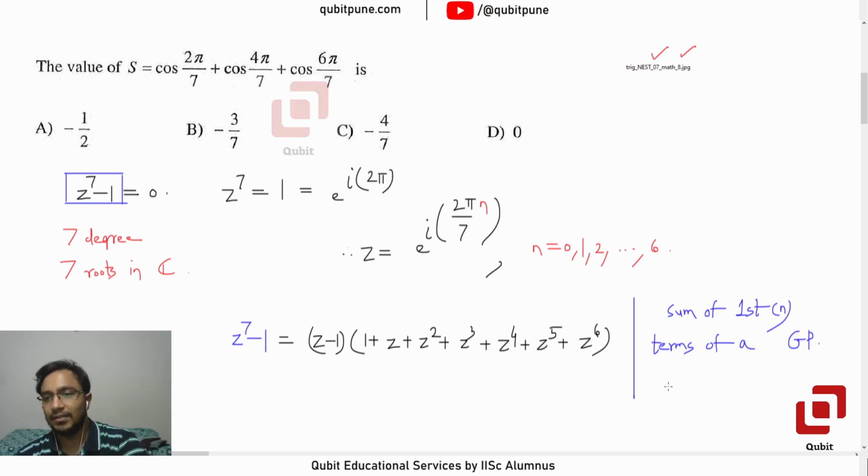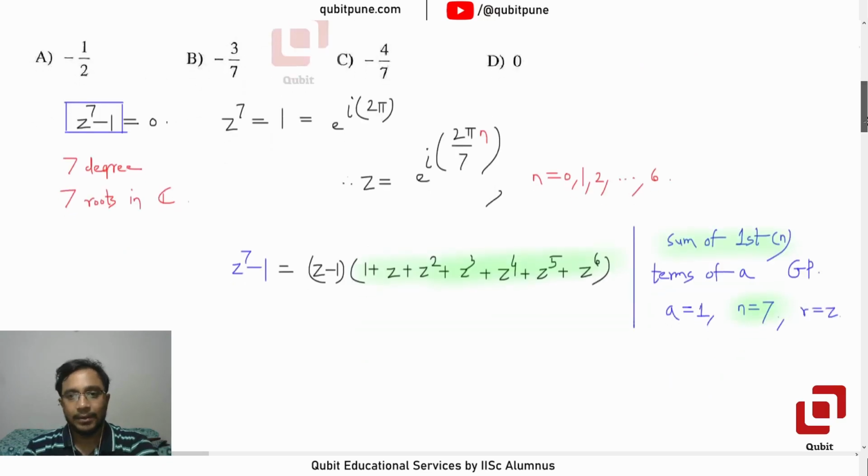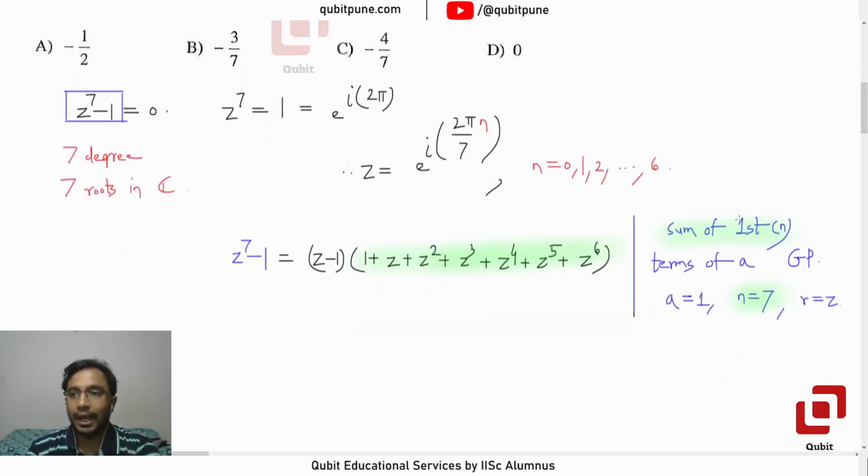So in this particular case, the first term is 1, and you need to find the sum of first 7 terms, and the common ratio is z. Then you know that this particular expression here is actually the sum of first 7 terms. You might be knowing that formula: a(r^n − 1)/(r − 1).